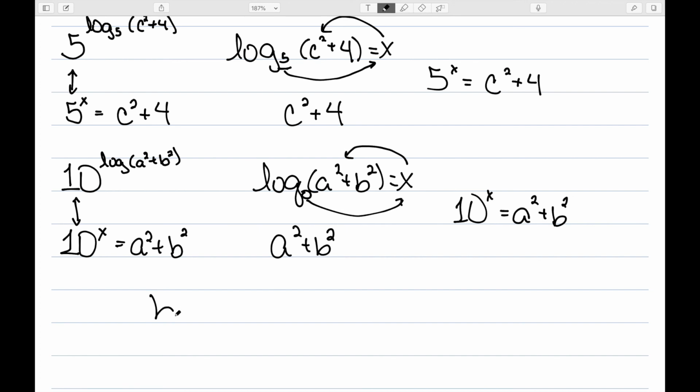In general, b to the log base b of x is going to be equal to x. As long as the base of the exponent and the base of the logarithm are the same, they'll cancel each other out, and I'll be just left with this term right here, which is the x term.